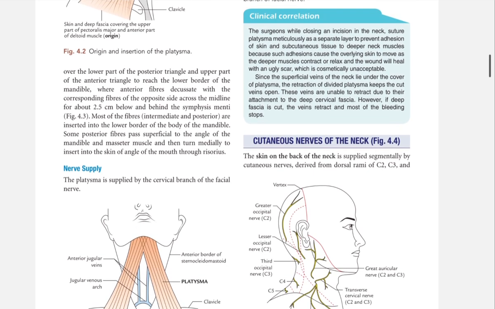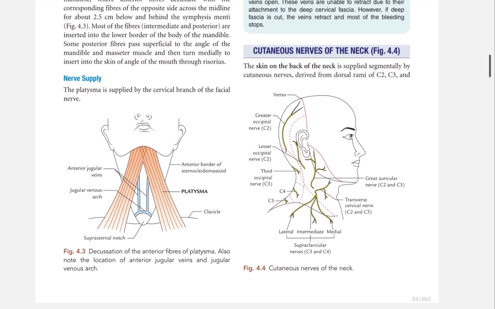Since the superficial veins of the neck lie under the cover of the platysma, the retraction of divided platysma keeps the cut veins open. These veins are unable to retract due to their attachment to deep cervical fascia. However, if deep fascia is cut, veins retract and most of the bleeding stops.